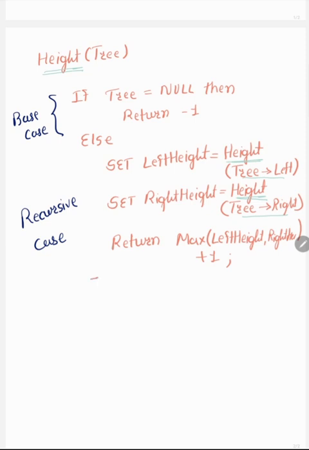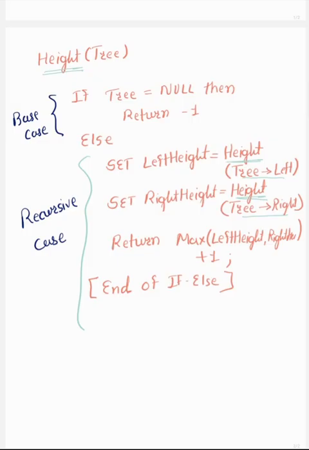And this is my end of if else. So this is a basic thing. What I'm doing here is using recursion. This is my base case, and this entire path is my recursive case. In the base case, if my tree is null, then it will return -1. Otherwise it will set the left height, that is height of tree's left, and right height, that is height of tree's right. And then it will return the maximum of left and right, plus 1.